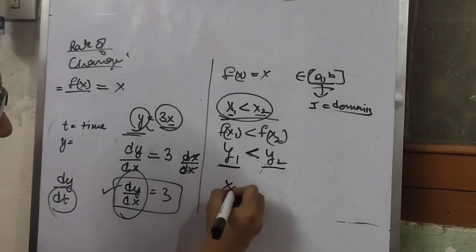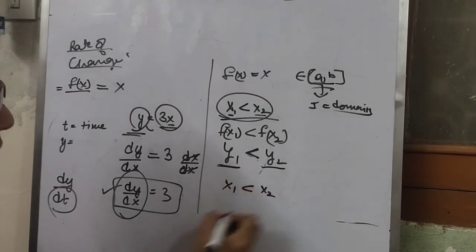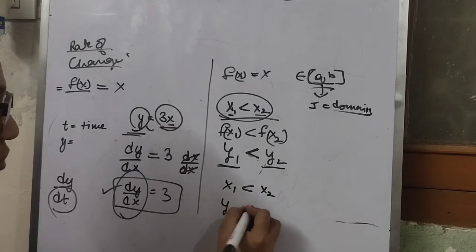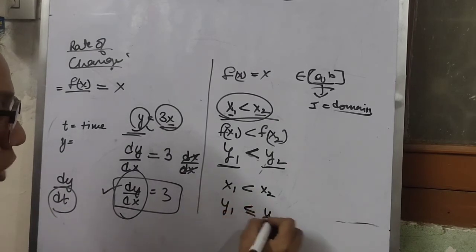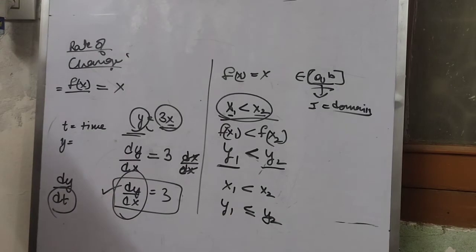Whereas if I take x1 less than x2 and I receive my functional value y1 less than or equal to y2, then I will say that my function is only increasing. It is not strictly increasing, it is increasing.